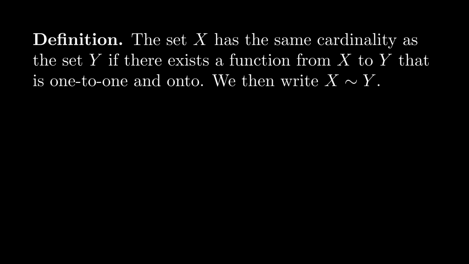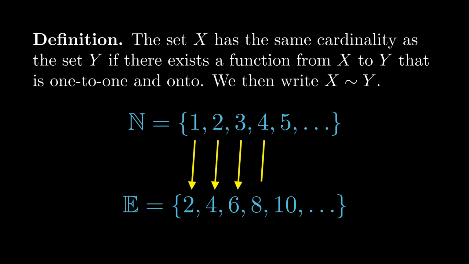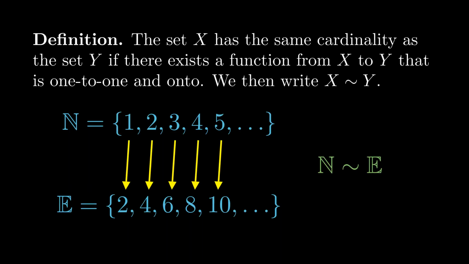And while it still might be unclear what we mean by the cardinality of an infinite set, we can at least talk about when two infinite sets have the same cardinality. The canonical first counterintuitive example is that the even numbers have the same cardinality as the naturals, because these two sets can be put into a one-to-one correspondence. The function that maps 1 to 2 and 2 to 4 and 3 to 6 is a bijection. So letting E denote the set of even numbers, we could write this, saying that the naturals have the same cardinality as the even numbers.